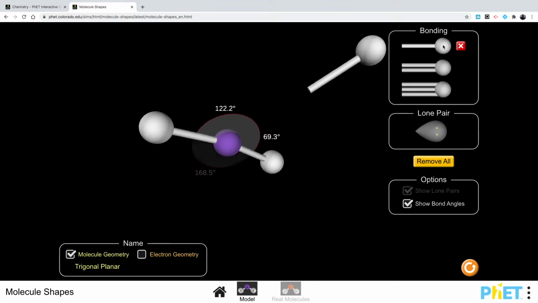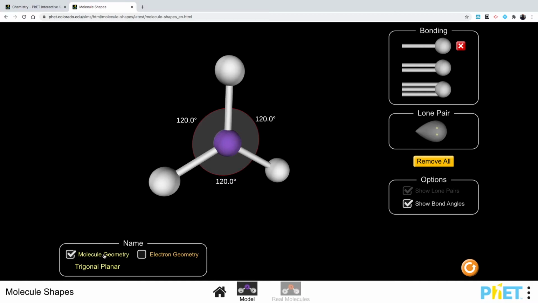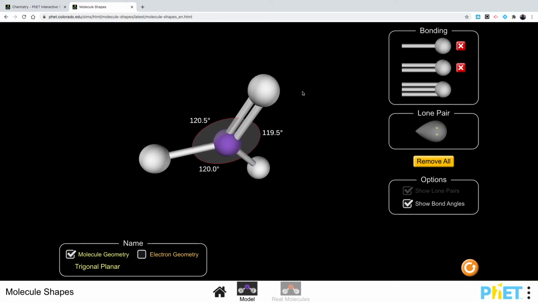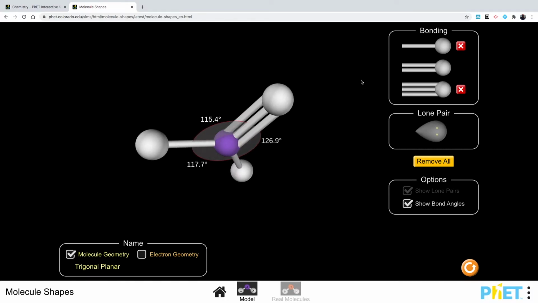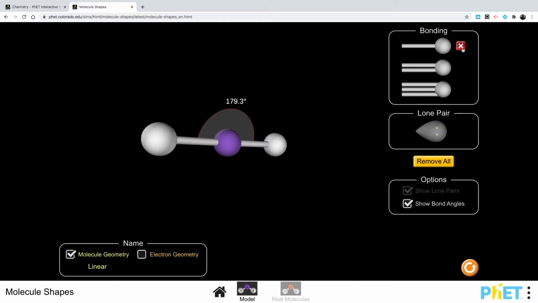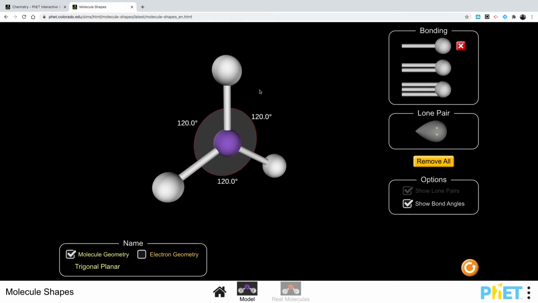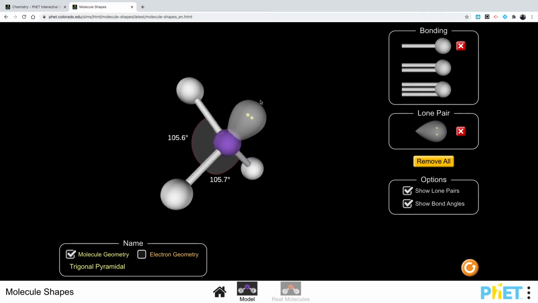Now the next one is going to be trigonal planar. You'll see right here in the bottom left corner it says trigonal planar. That is with a central atom and then 3 bonded atoms on the outside. Now note that it doesn't matter if it's a single bond or a double bond or a triple bond. Bonds are bonds. So bonding pairs will make the same shapes. It doesn't matter if they're single or double or triple. Just an FYI.